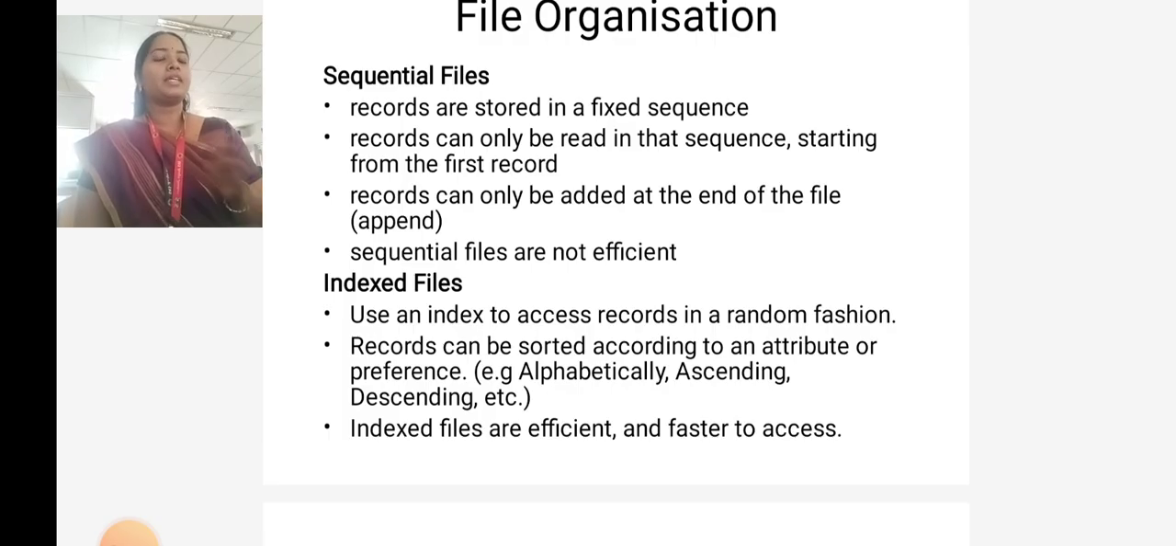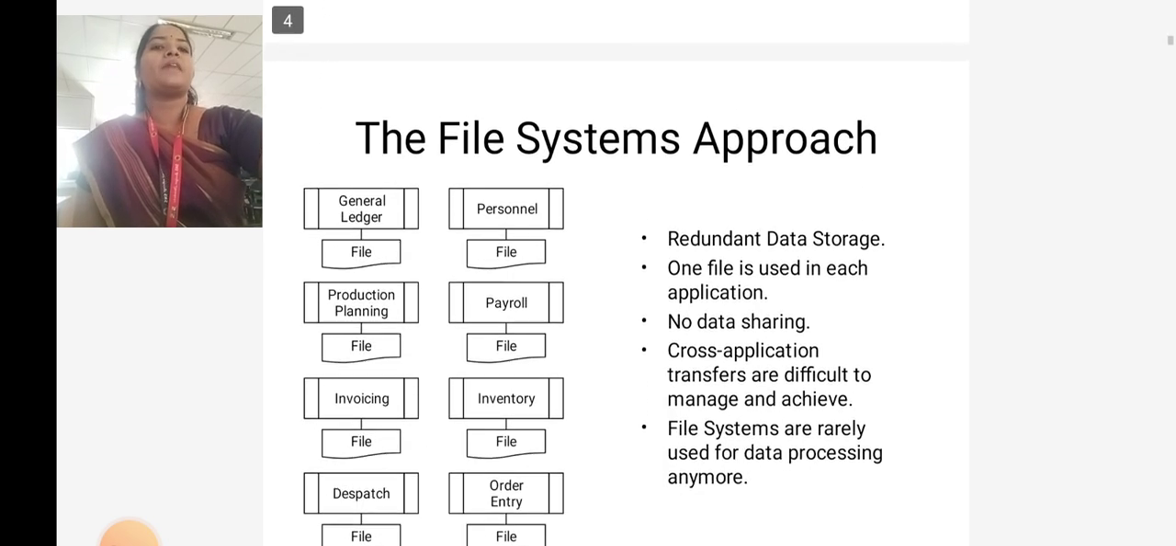So next come the indexed files. They use an index to access records in a random fashion. So what are the records? They can be sorted according to an attribute or a preference, for example alphabetically, ascending order or descending order, etc. Indexed files are efficient and faster to access. So the file systems approach.